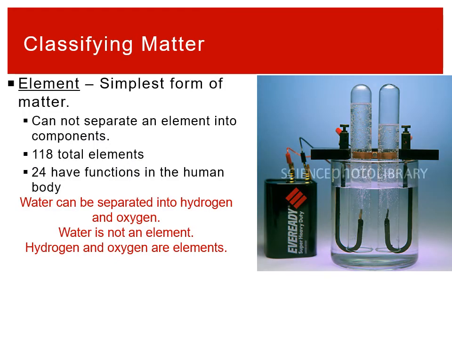The classifications of matter that we want to now talk about are based on the complexity of the matter. So the simplest form of matter is elements. What we say is simplest is that you can't separate an element into component types of matter. So there are 118 total elements. 24 are in your body right now doing things.